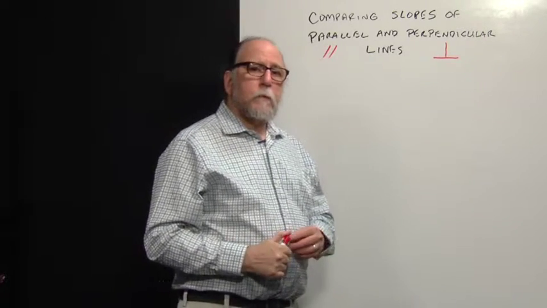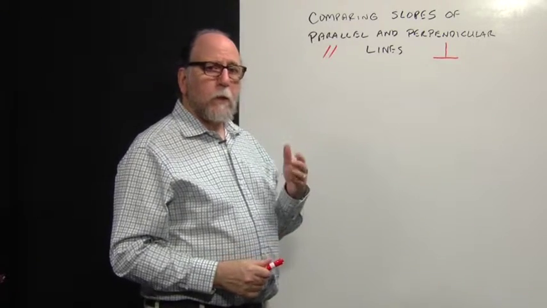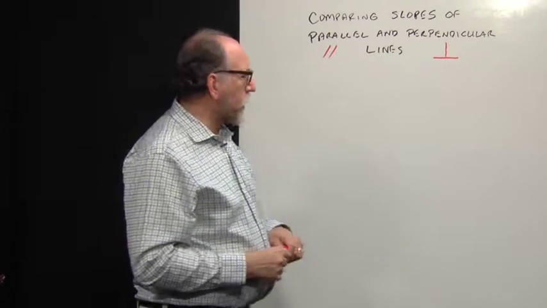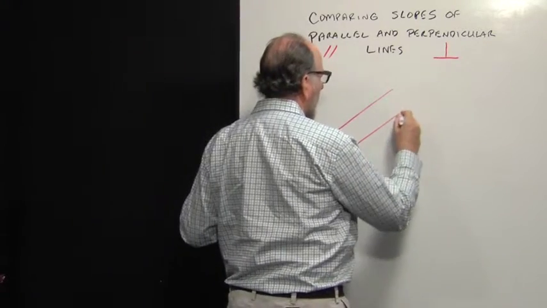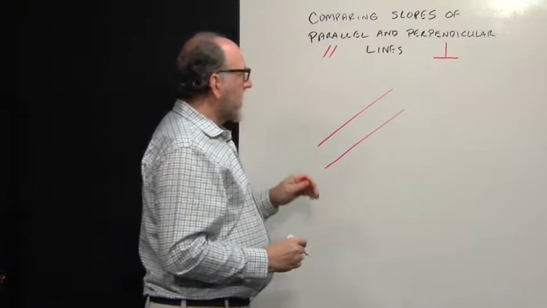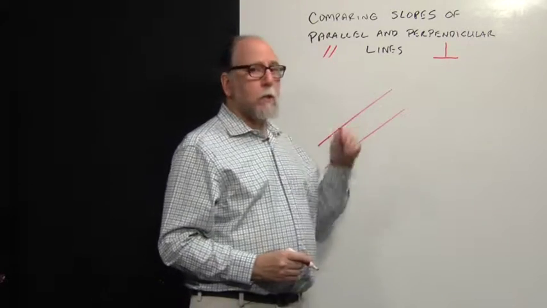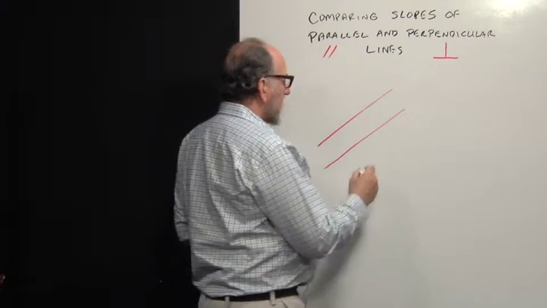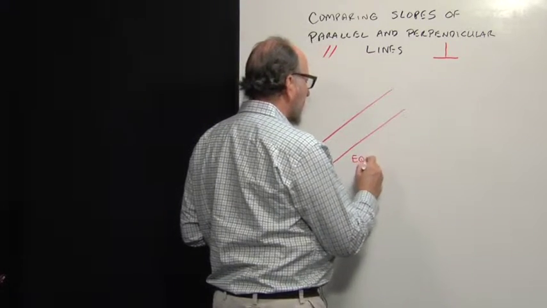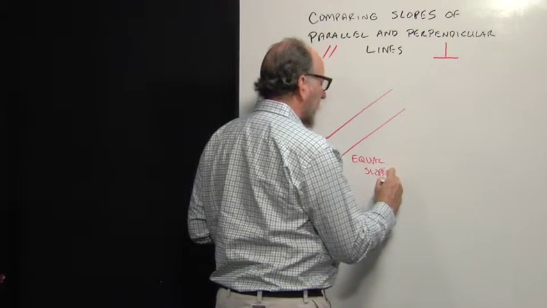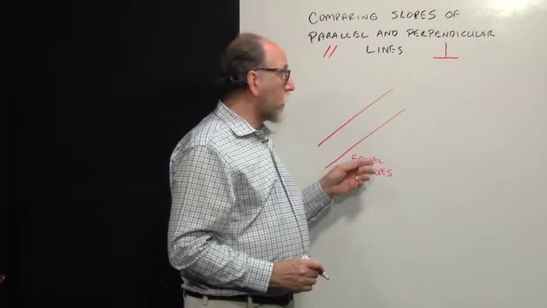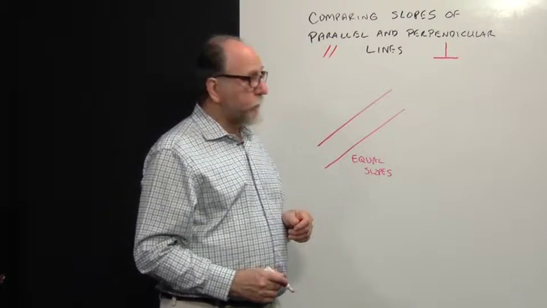Now, what does it mean to have parallel slopes or parallel lines? It means the lines have the same tilt or go along in the same direction. And since that tilt is known as slope, these have equal slopes. So if you find two lines that have the same slope, you can say they're parallel.